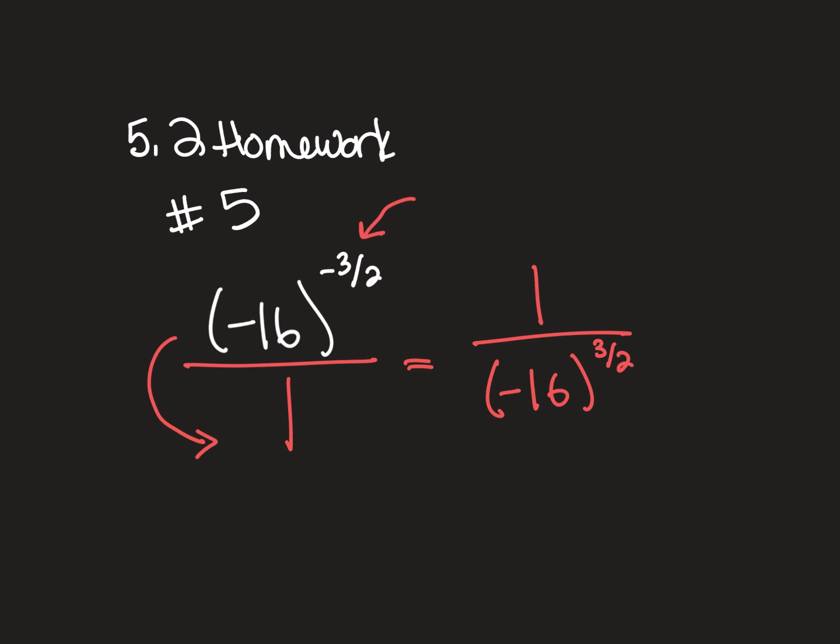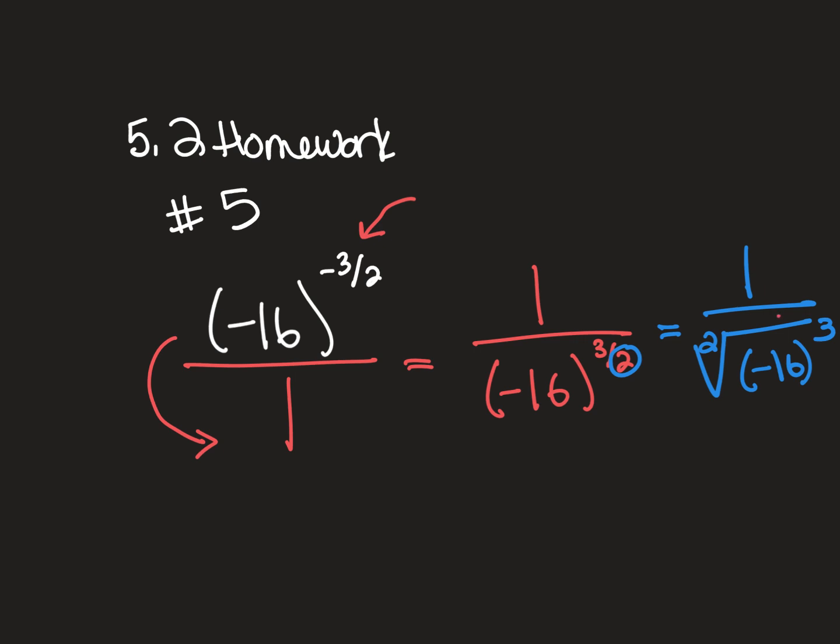Once I'm here, I would convert my rational exponent to a radical to see if I can break it down. So the 2 at the bottom becomes my index. The negative 16 will stay inside, and then I have to the 3rd power. So now I want to simplify this as much as I can.